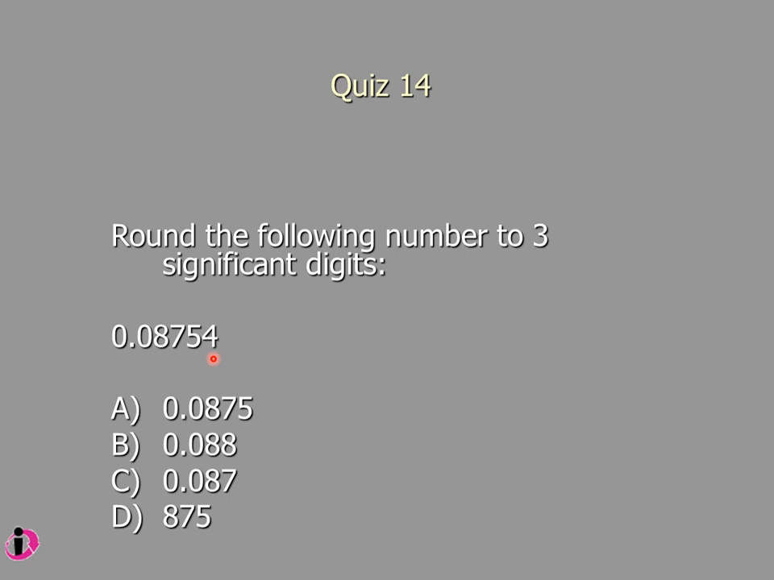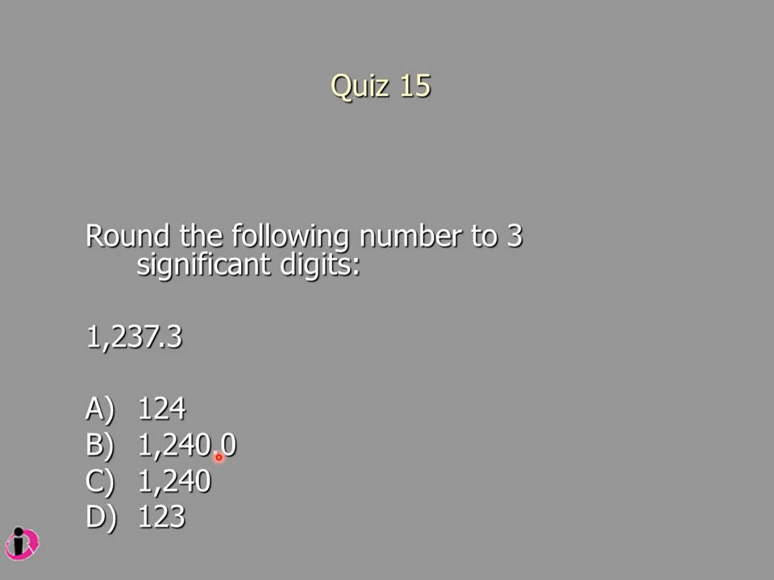3 significant digits. So that means you start from here, first significant digit, second, you'll stop here, right? But the first digit you dropped is 5. So you increase it by 1. So that becomes 0.088. Right answer is B. Any question here?